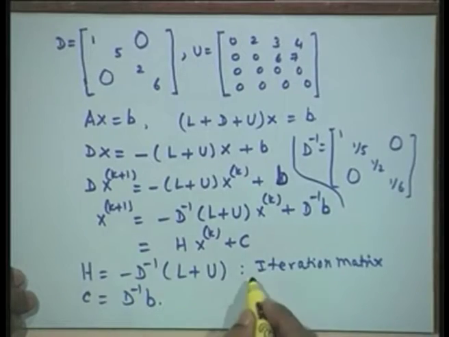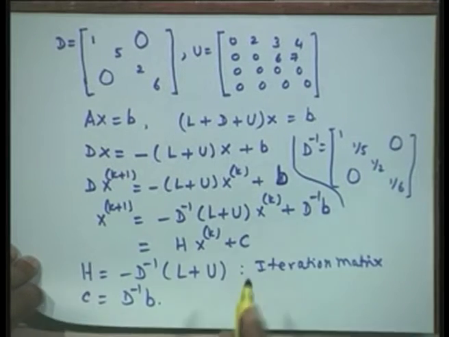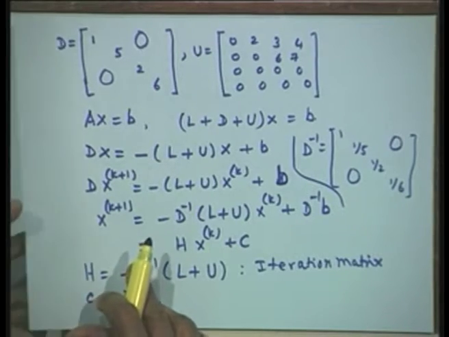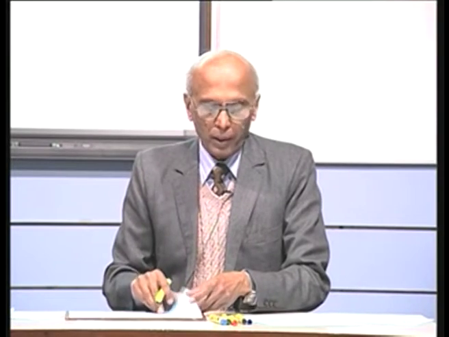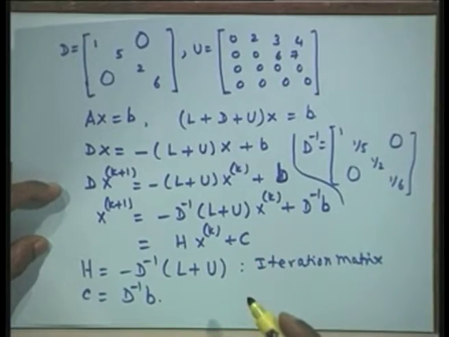Therefore, this iteration matrix will play the complete part in whether this method is going to converge or diverge. And of course, in the limit we would expect that this will go to x is equal to A inverse b.